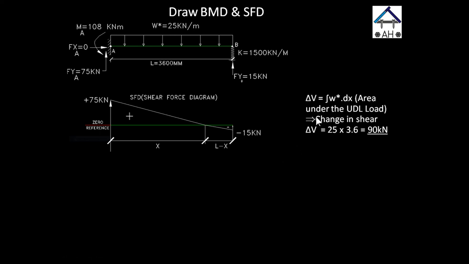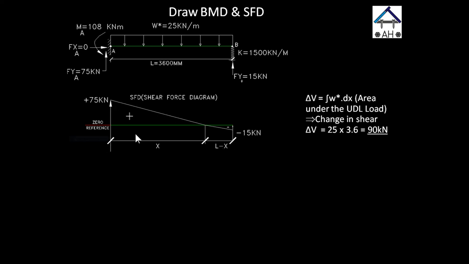Because we have a uniform distributed load, we simply calculate the area of a rectangle. That's 25 kilonewton per meter, the height of the rectangle, times the length of the beam. I think we're lucky in this case because the uniform distributed load is consistent throughout the entire beam. So the area is equal to 25 times 3.6, and that is 90 kilonewton, which means that the change in shear is 90 kilonewton, okay?